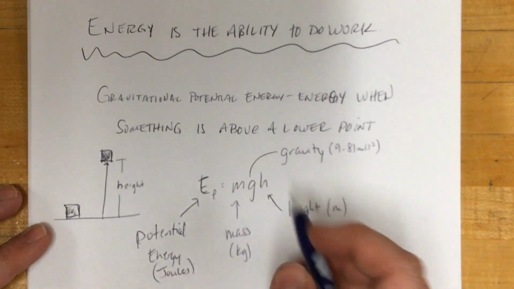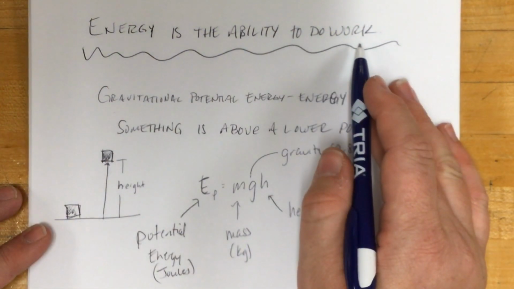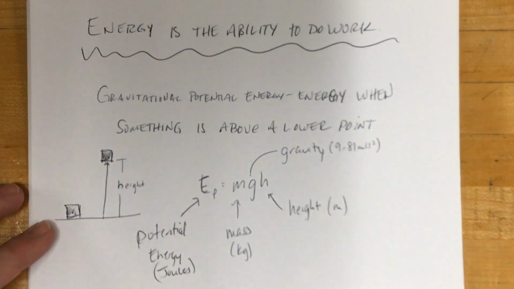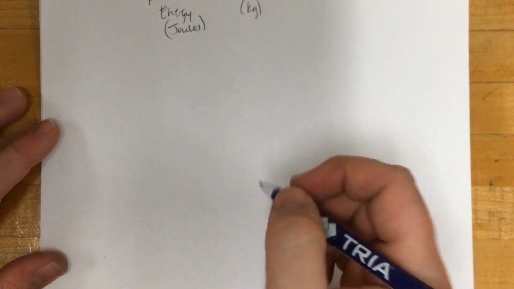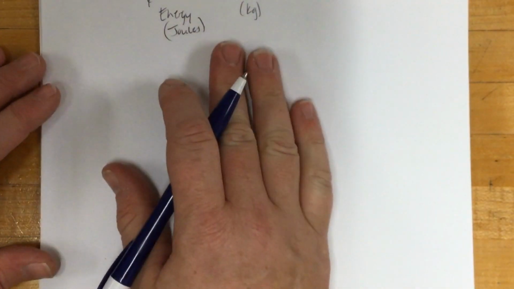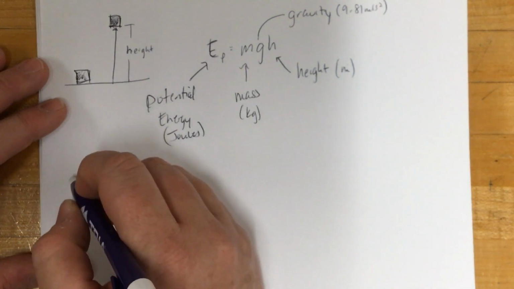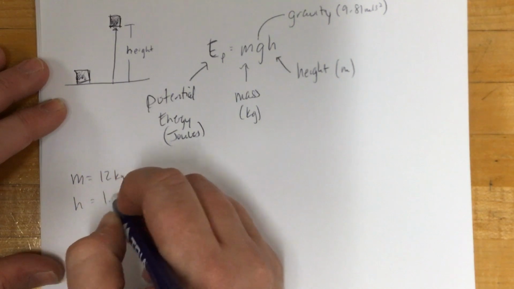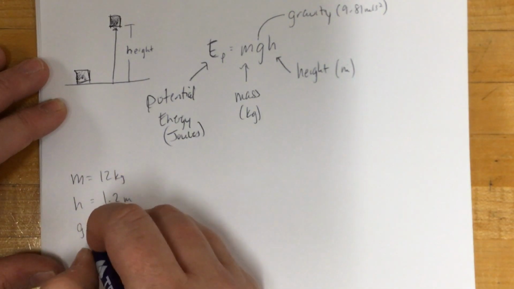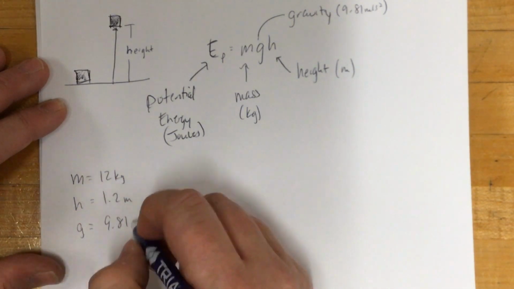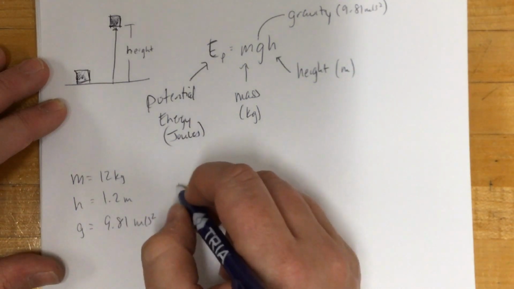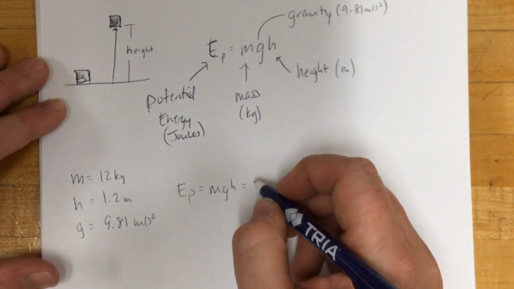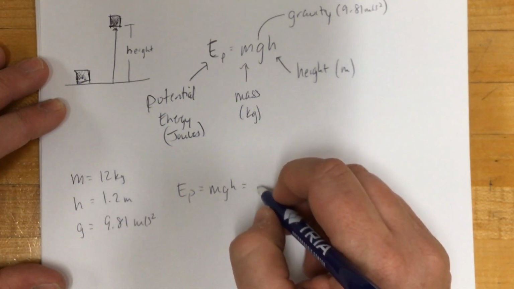So when we say that energy is the ability to do work, work is measured in joules, and energy is also measured in joules. If we do a calculation here, let's say we have this box above, the mass is 12 kilograms, and we lifted it to a height of 1.2 meters. We know that gravity on Earth is 9.81 meters per second squared. If we're calculating the potential energy, we have mass times gravity times height.